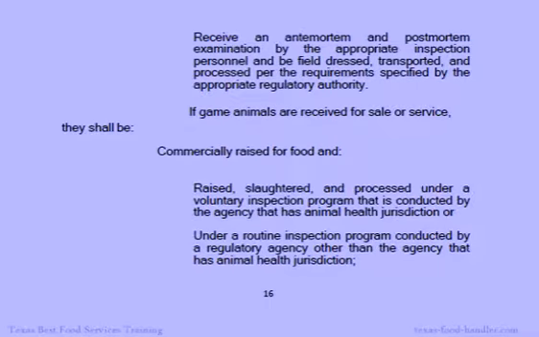If game animals are received for sale or service, they shall be commercially raised for food and raised, slaughtered, and processed under a voluntary inspection program that is conducted by the agency that has animal health jurisdiction, or under a routine inspection program conducted by a regulatory agency other than the agency that has animal health jurisdiction.